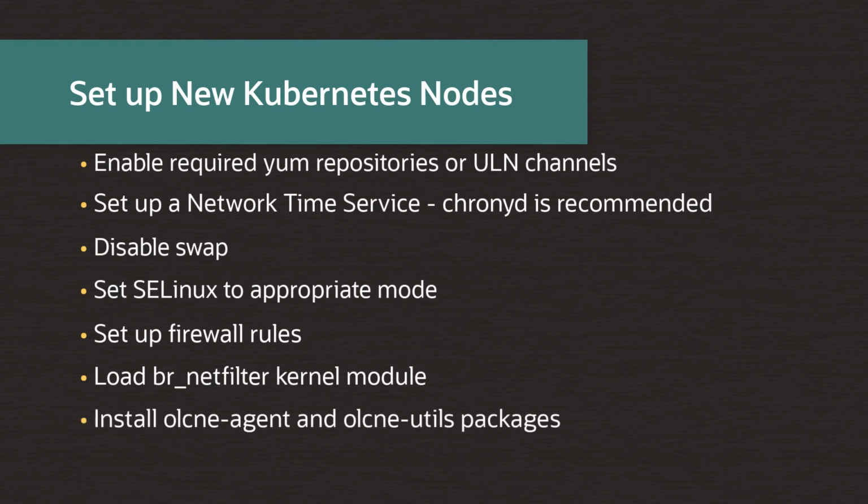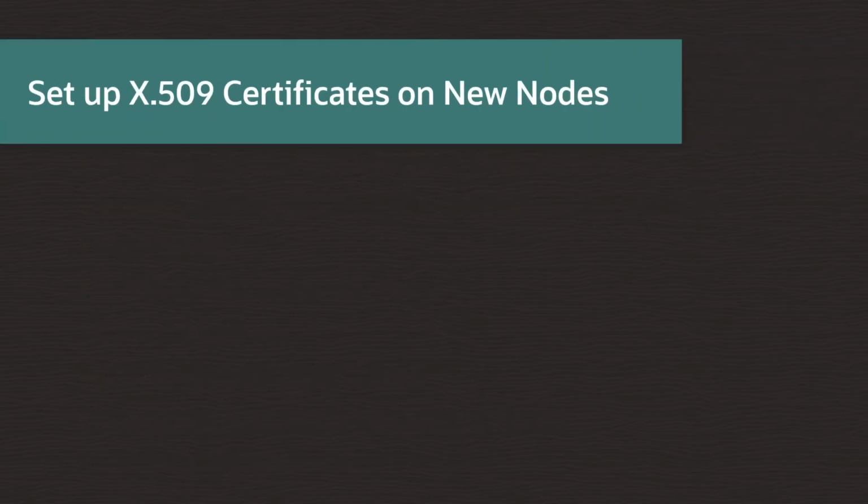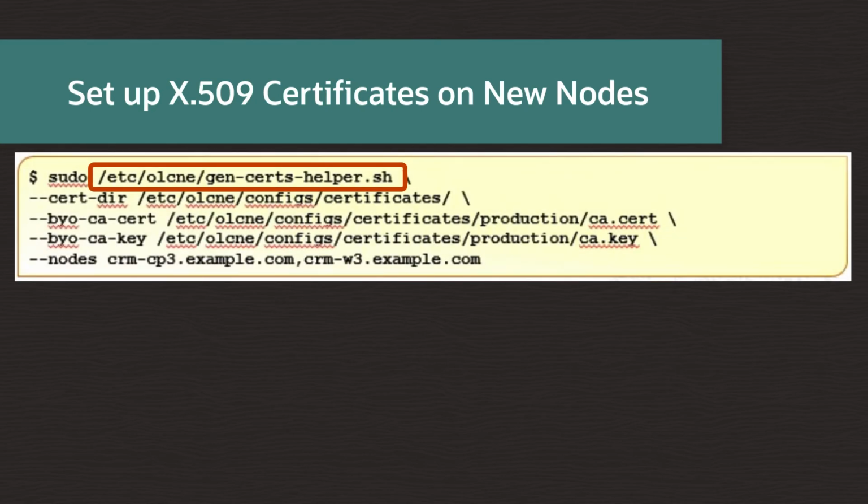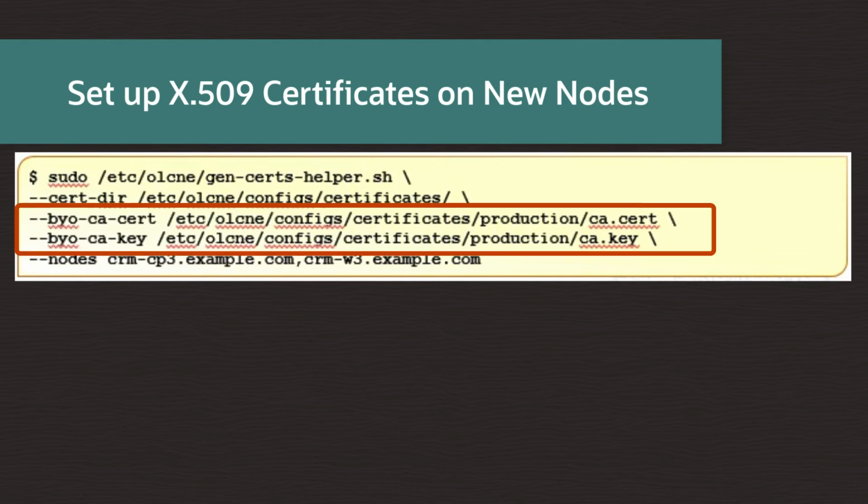You then need to install the olcne-agent and olcne-utils packages and enable the olcne-agent.service. The script shown on this slide is used to generate certificates. Because we use this script to generate certificates for the original Kubernetes nodes, we can use the same script to set up certificates for the new nodes. The key options when using this script are emphasized on the slide.